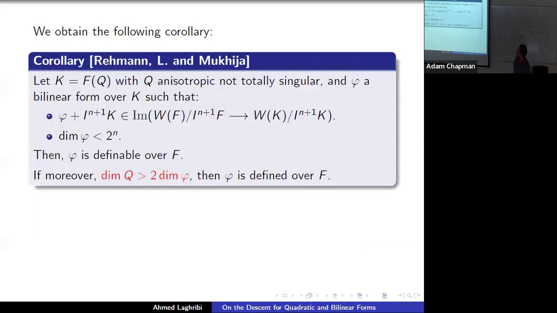And we have the following corollary, an answer to the conjecture when Q is not totally singular. We take K is FQ such that Q is an anisotropic, not totally singular form, and phi, a bilinear form over K, such that you have this usual condition and this one. Then phi is definable over F. You note here that we dropped the other condition. Which one? We dropped the condition that the dimension of Q is bigger than the dimension of phi. Here we don't need it.